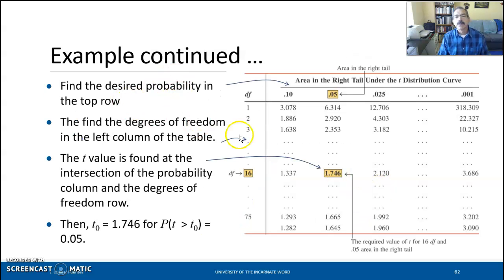All right, so now the way we use table 5, the first thing is to find the probability you're looking for, and here it is 0.05. And then you go down that column until you find the degrees of freedom of the t distribution that you're looking at. And then at the intersection of the column and the row, you will find the t-value we're looking for. So here the t-value is 1.746, for a probability that t-values are larger than 1.746 of 0.05.